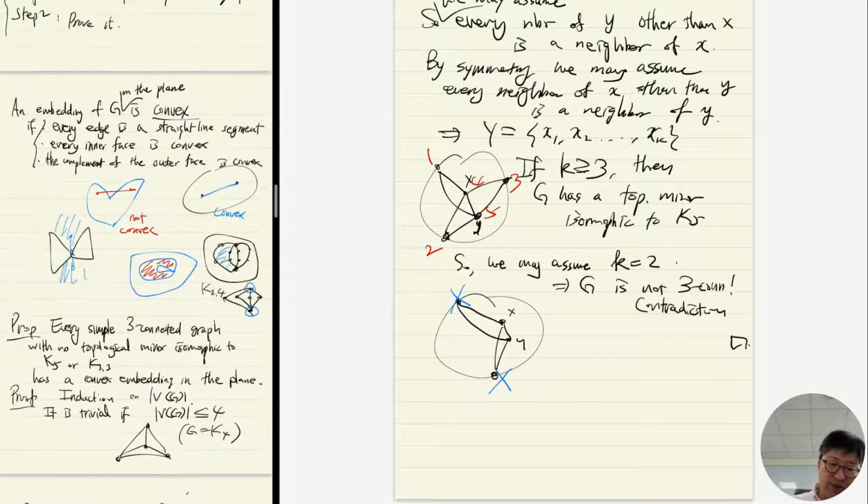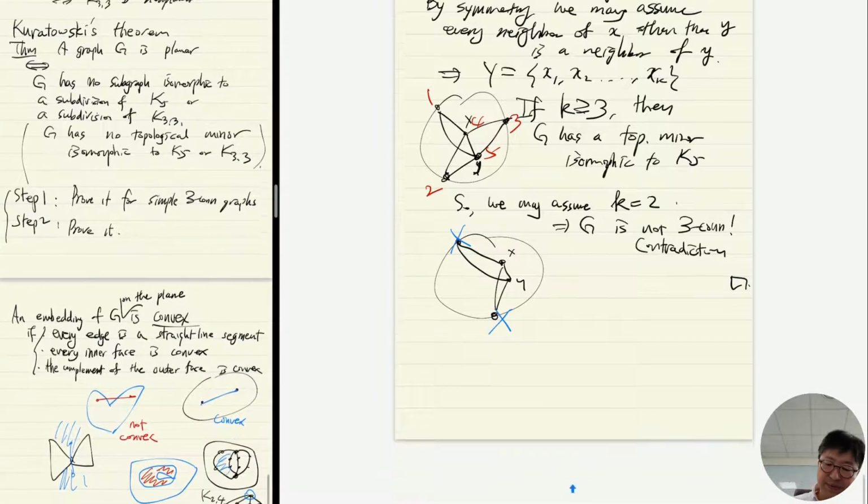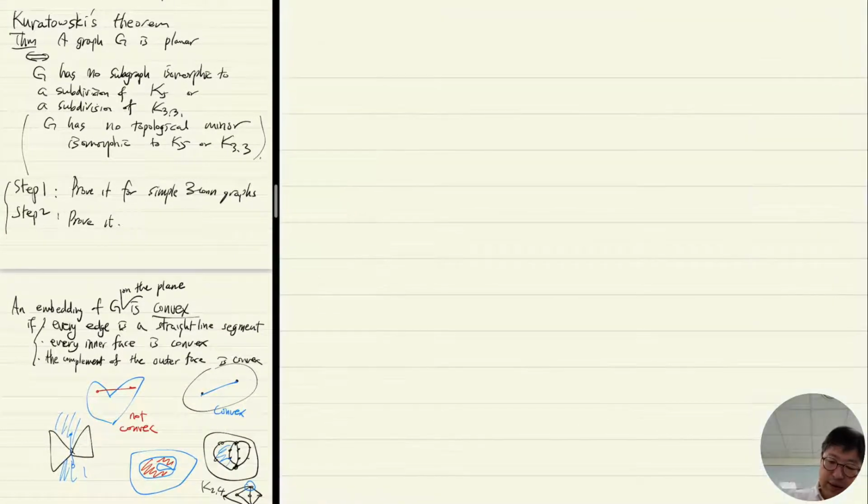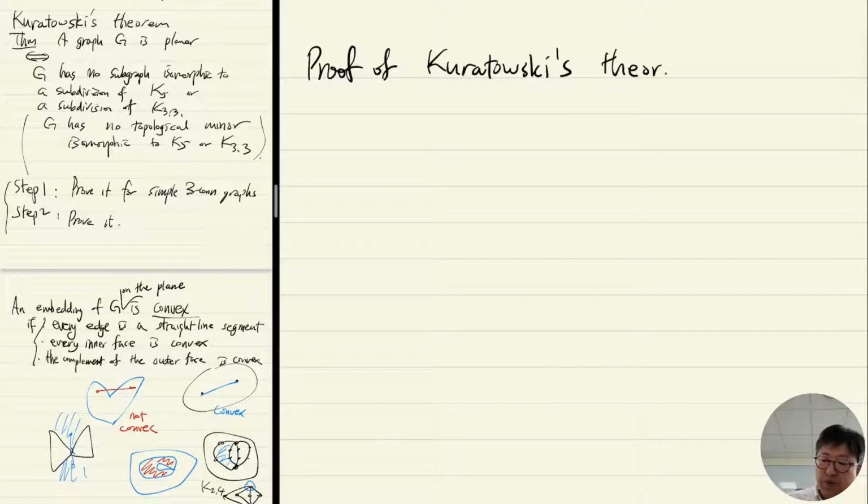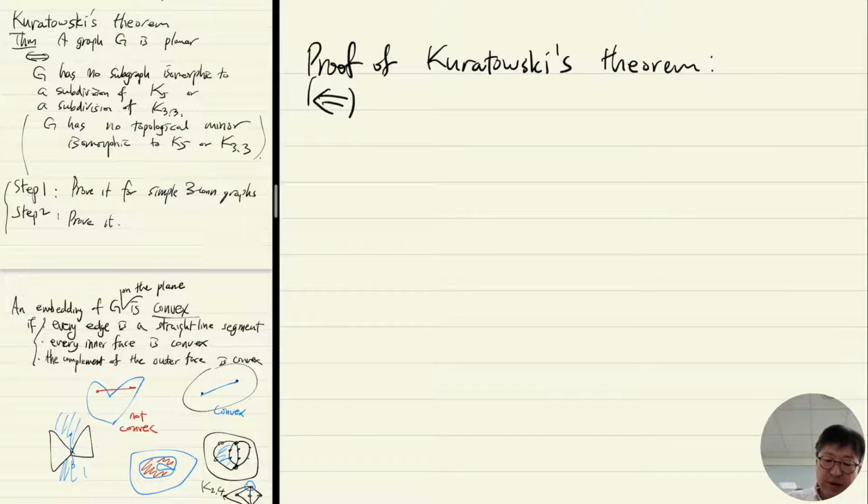Now we're not going to use the convex embedding for the rest of the proof. We need to prove Kuratowski's theorem, right? So, proof of Kuratowski's theorem. How do we prove that? Of course, we only need to prove the backward direction, because the forward direction is trivial. If you have a planar graph, all its topological minors are planar.